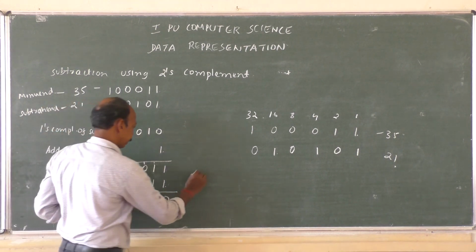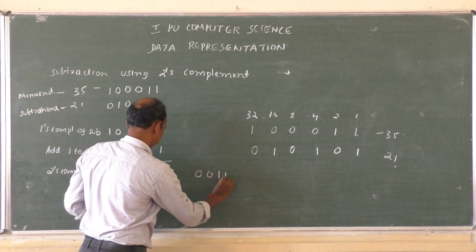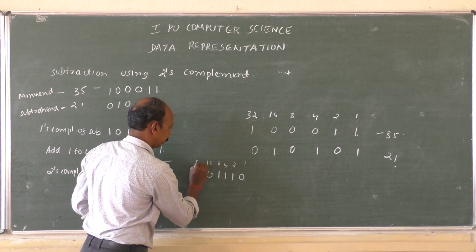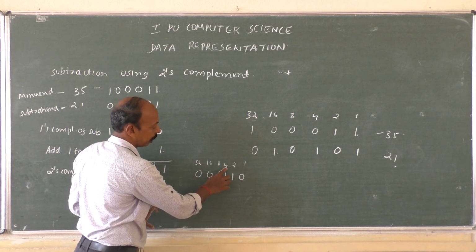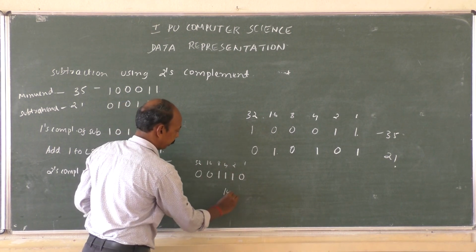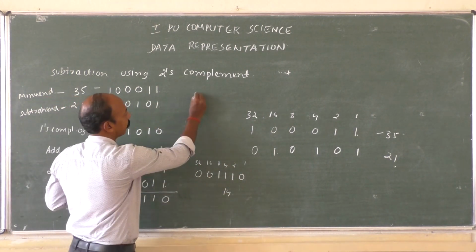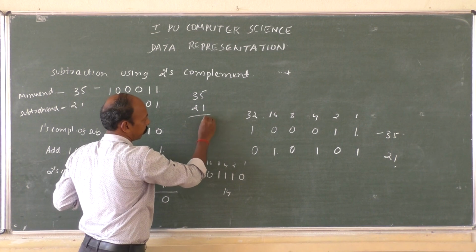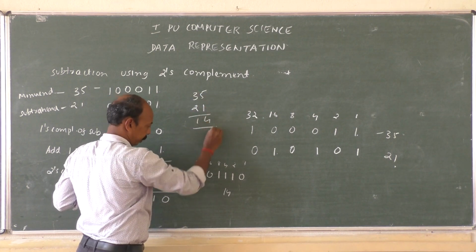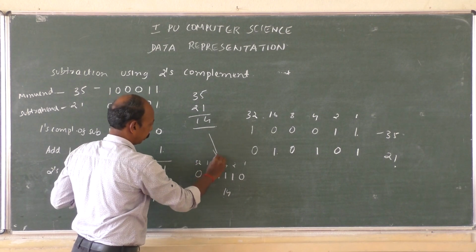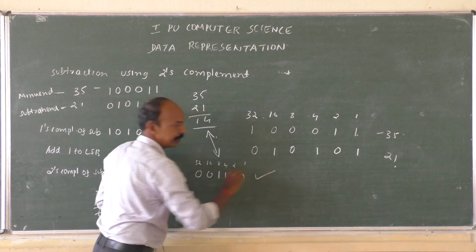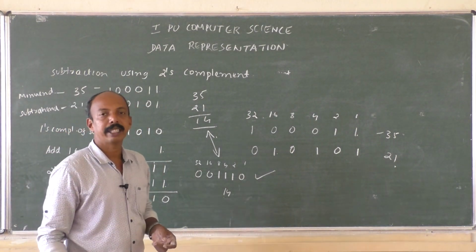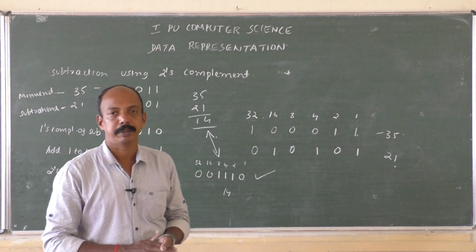So the answer will be 0, 0, 1, 1, 1, 0. 1, 2, 4, 8, 16, 32. 8 plus 4 is 12. 12, 13, 14. That will be 14. Is it right? What we have is 35 minus 21. 5 minus 1 is 4. 3 minus 2 is 1. 14. And this is 14. So this is right. So whatever we have done is right. So in the next class, we shall see how to subtract a larger number from the smaller number. Thank you.